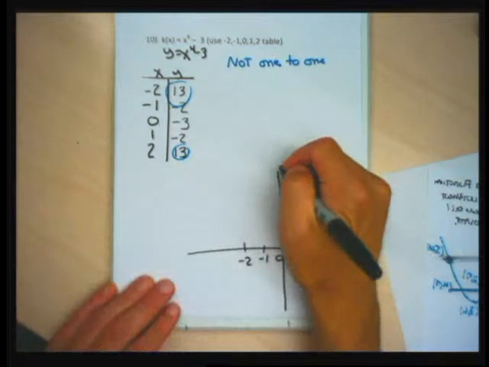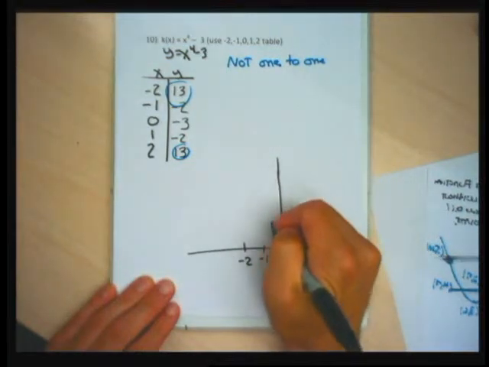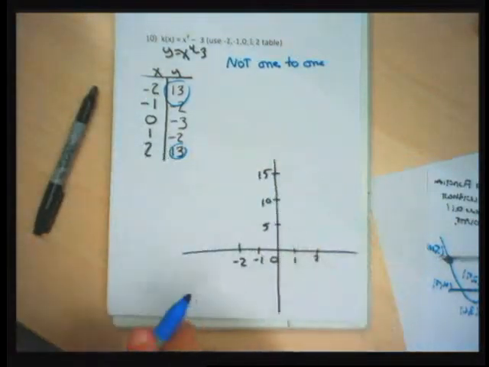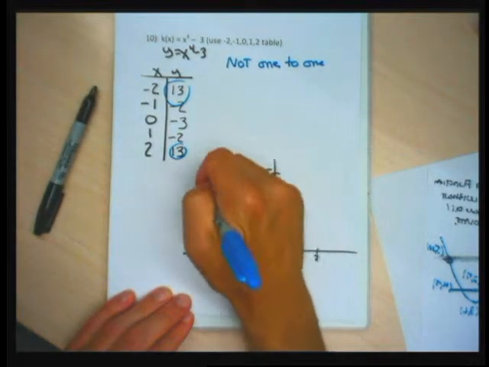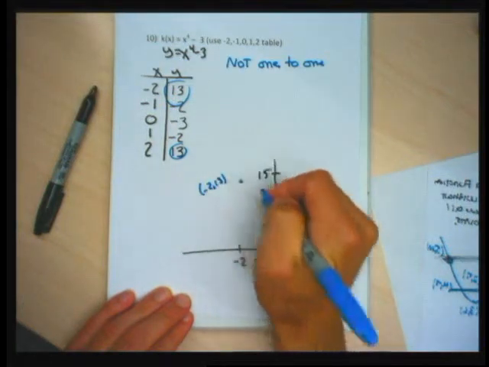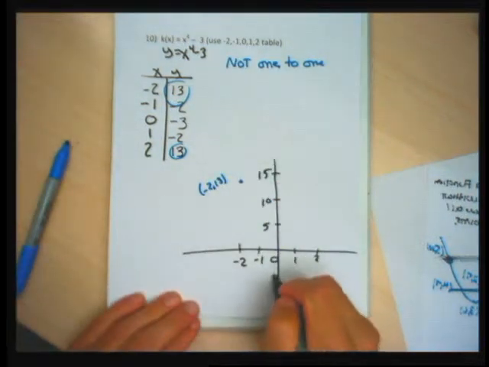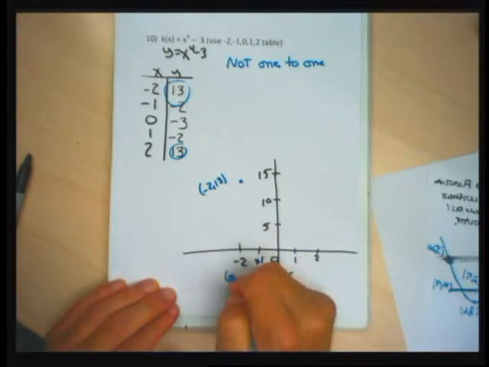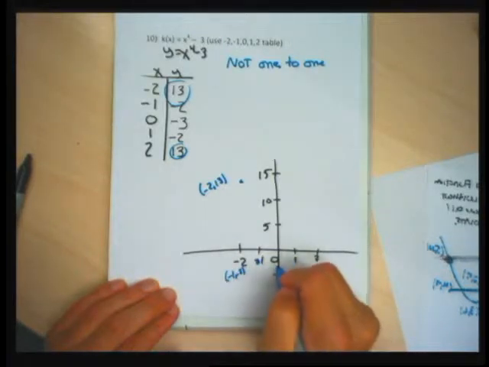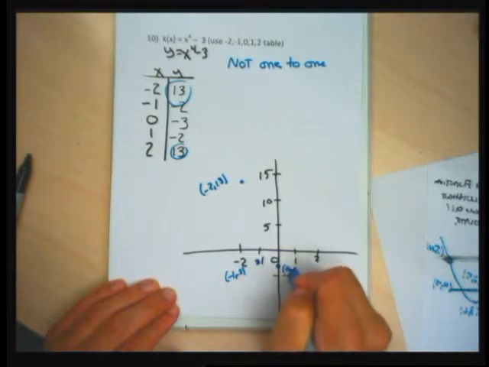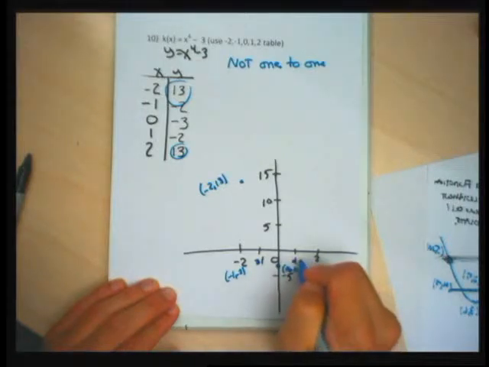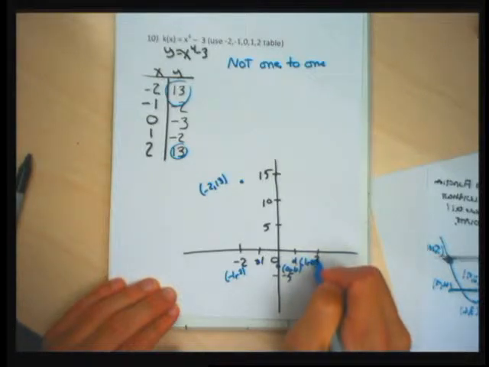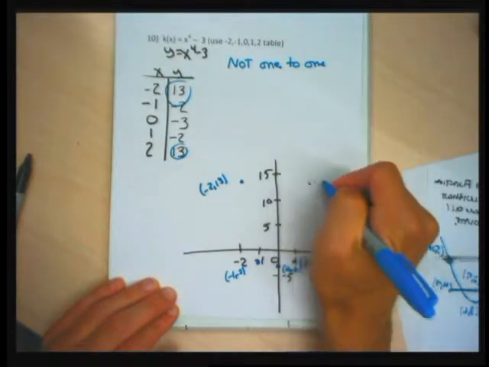I'm not going to graph these terribly well. I'm going to go 5, 10, 15, and then -2, 13, -1, -2. I'm going to go down here at -5. So -1, -2, I'm going to call that point. 0, -3, I'm going to call that point. 1, negative 2, I'm going to call that point, and then positive 2, 13, I'm going to call this point.